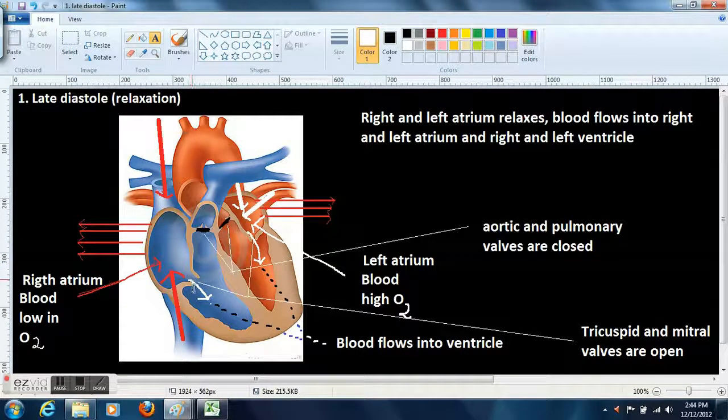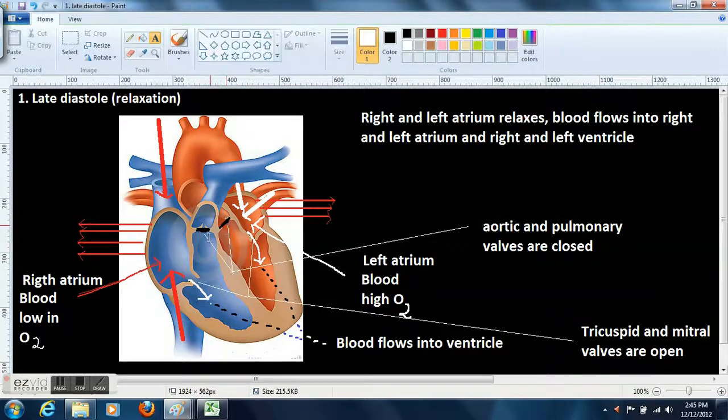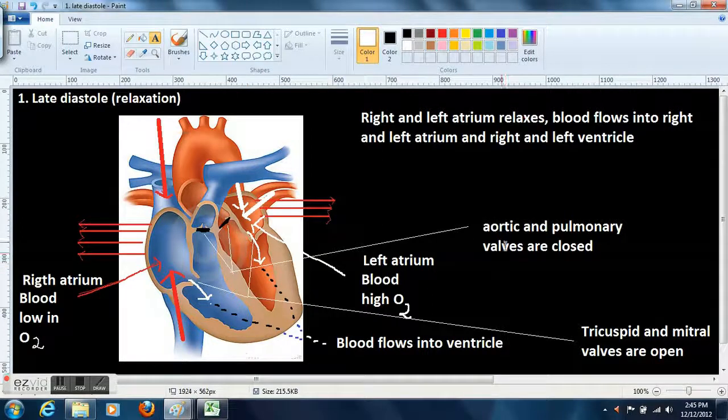Now what is the status of the valves? The tricuspid and mitral valves, which are at the junction of atrium and ventricle, are open, and because these two valves are open, blood also flows into the ventricles. Whereas the pulmonary valve and aortic valve, which I have shown in black, are closed. Why are these two valves closed? Because the blood pressure in the pulmonary artery and aorta is very high, whereas blood pressure in the ventricle is very low. Because of this, these two valves are closed, which also prevents backflow of blood into the ventricles.